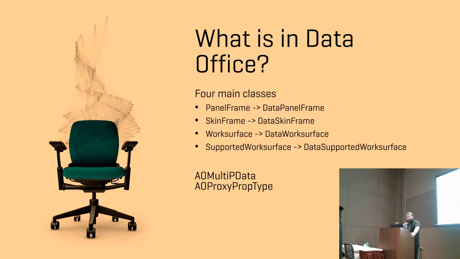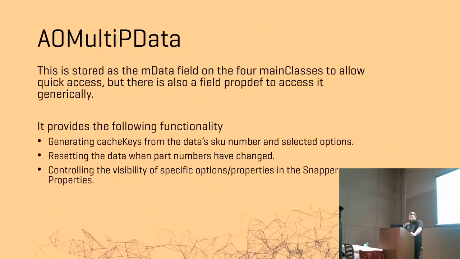So, as I said, the main four things in there: we have four interfaces on top of panel frame, skin frame, work surface, and supported work surface, and they are very cleverly named Data Panel Frame, Data Skin Frame, Data Work Surface, and Data Supported Work Surface. Very creative with these names. Now, the two other classes I was going to talk about are Abstract Office Multi-P Data and Abstract Office Proxy Prop Type. Those are used to facilitate this, and I will go into some details on those.